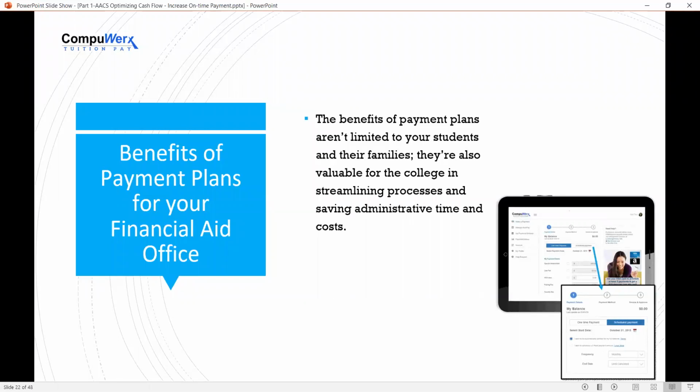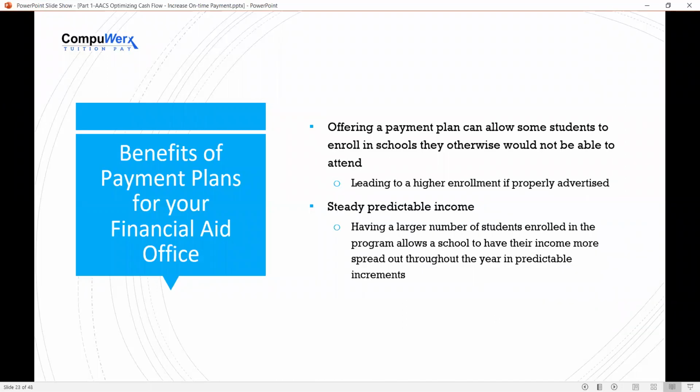All right, so we talked about all the benefits of payment plans for our students. So let's talk about, is this a valuable process for the school? Definitely. This is very valuable for the college in streamlining processing and saving administrative time and cost for the school. Offering a payment plan could allow some students to enroll in school who otherwise cannot, leading to higher enrollment if it's properly advertised.